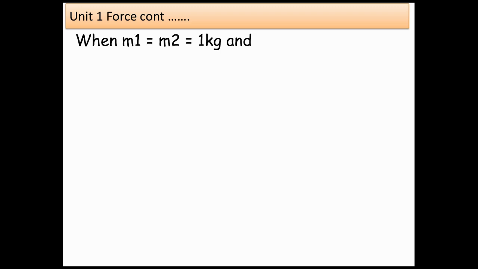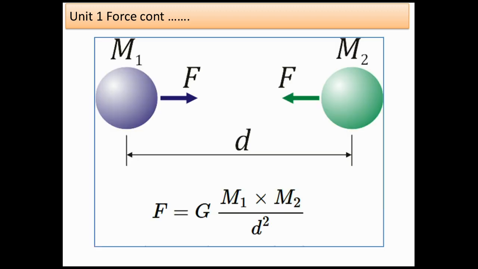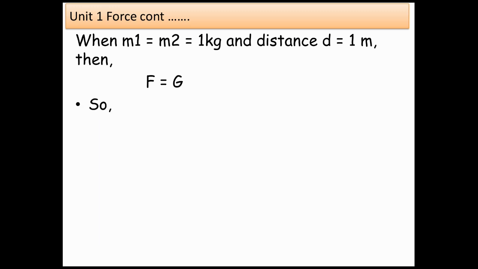When m1 is equal to m2 is equal to 1 kg and distance d is equal to 1 meter, then F is equal to G. It means the mass of the blue object is only 1 kg, the mass of the green object is also only 1 kg, and the distance between them from their centers is 1 meter. At that condition, F is equal to capital G.